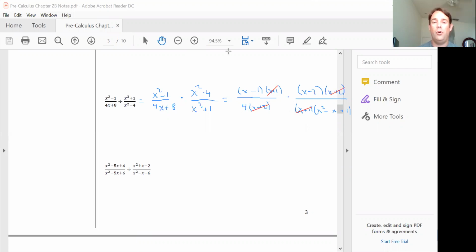So whatever's left over, that's what I'm going to write out as multiplying it together. So x minus 1, x minus 2, all over 4 times x squared minus x plus 1. So we multiplied it all the way out.